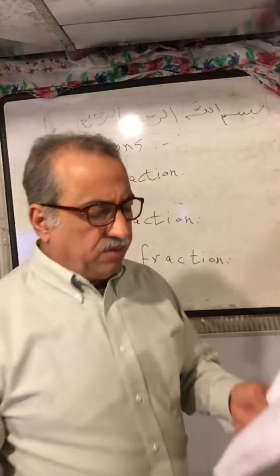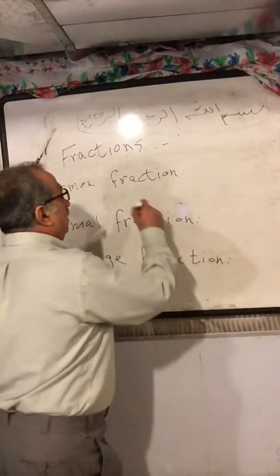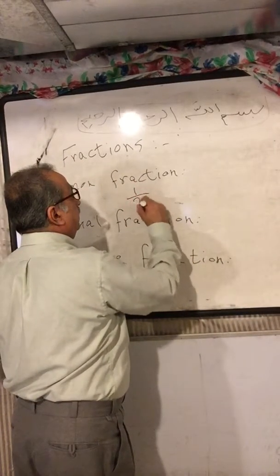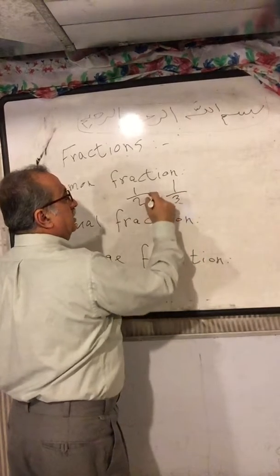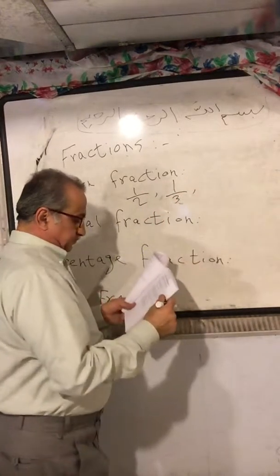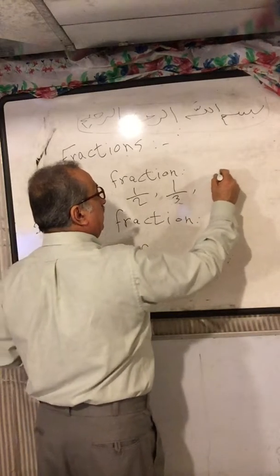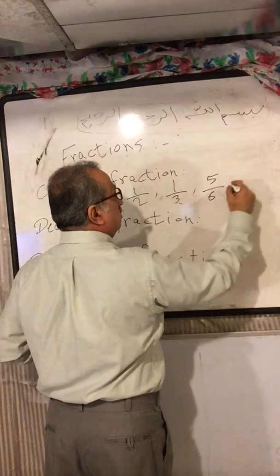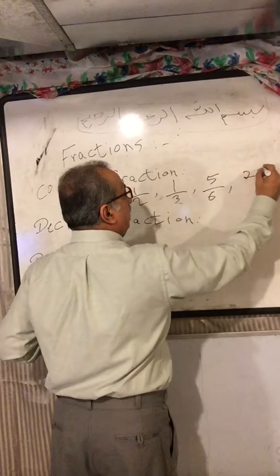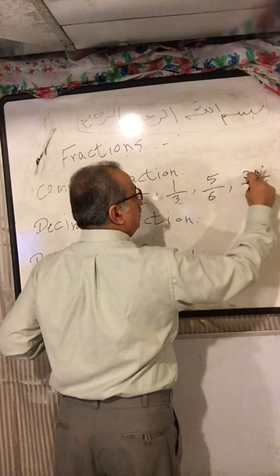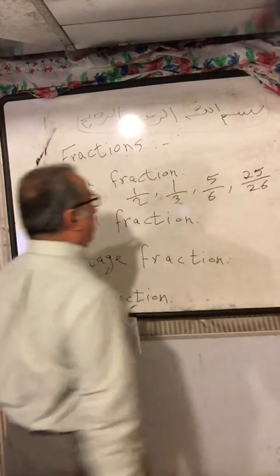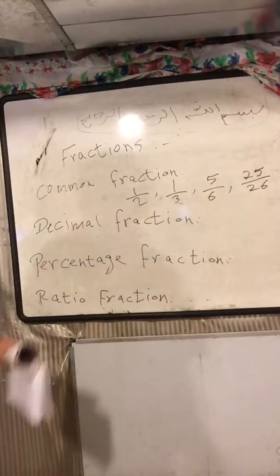First one is a common fraction. Example, 1/2, that's a common fraction. 1/3, that's a common fraction. 5/6, 25/26. Those are common fractions.